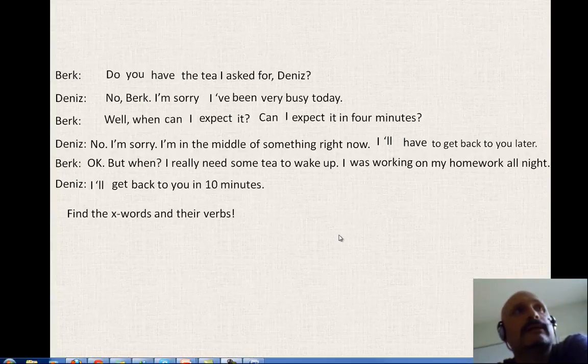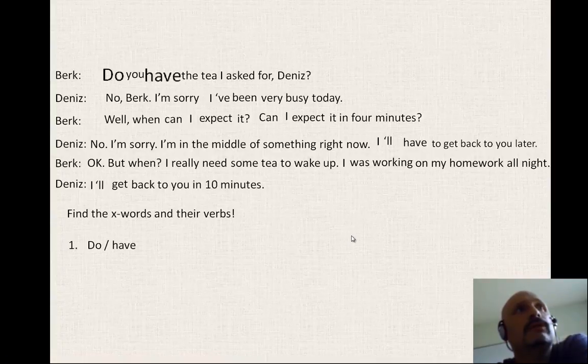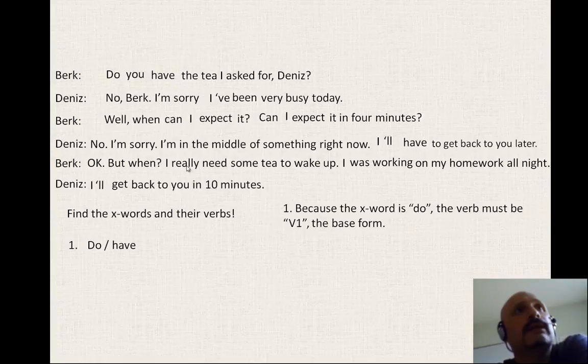Okay, welcome back. So number one was do and have. You see that? Do and have at the top. Why? Because the X word is do. The verb must be verb 1, or the base form. Do you have the tea I asked for, Denise?